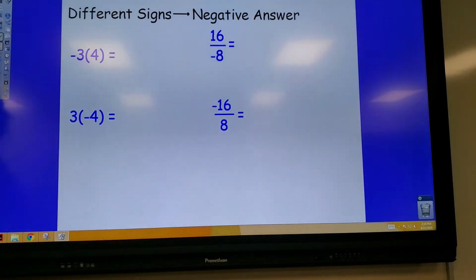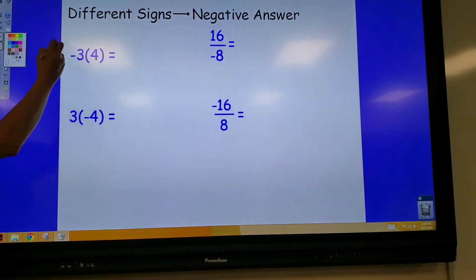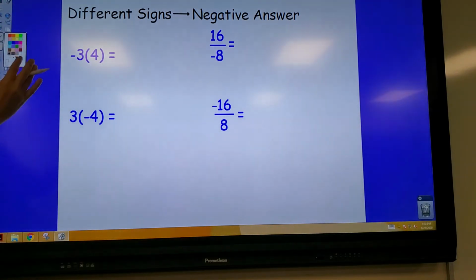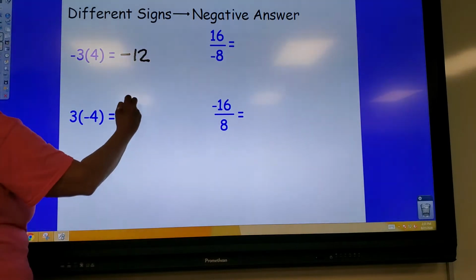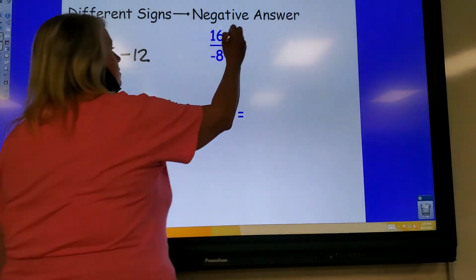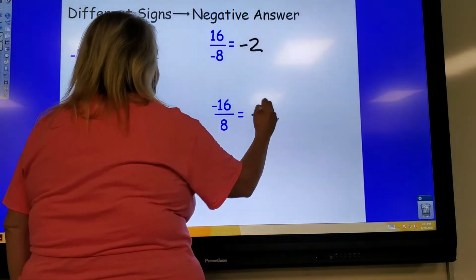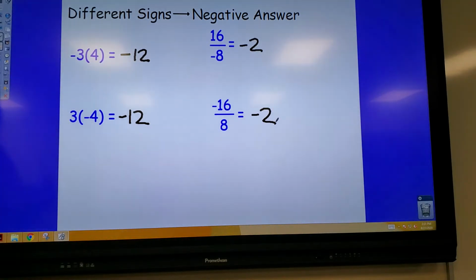I'm sure you can guess then. Different signs will give you a negative answer. So you can see they're the same digits here that I used in the other problem. It doesn't matter which one is the bigger digit or anything like that. If they have different signs, the answer is negative. So both of these would be negative 12, regardless. And then both of these would be negative 2, okay? So that's all that matters, is: are the signs the same or are the signs different? So you can decide if the answer is positive or negative before you actually do any math whatsoever. So that's really nice.